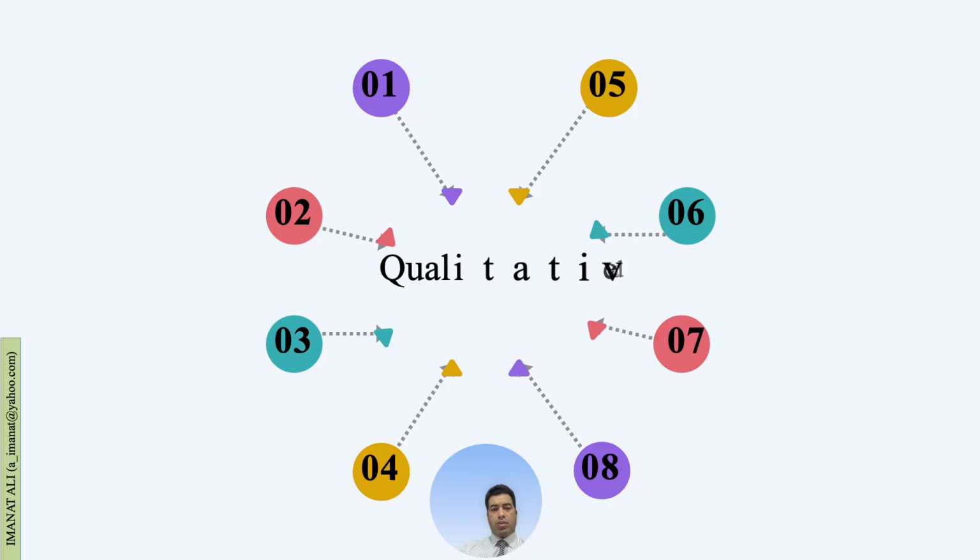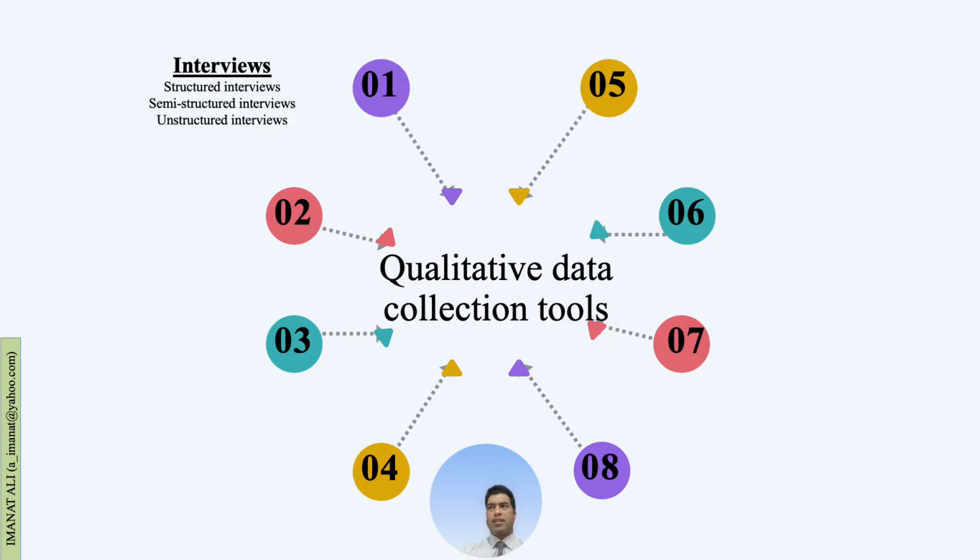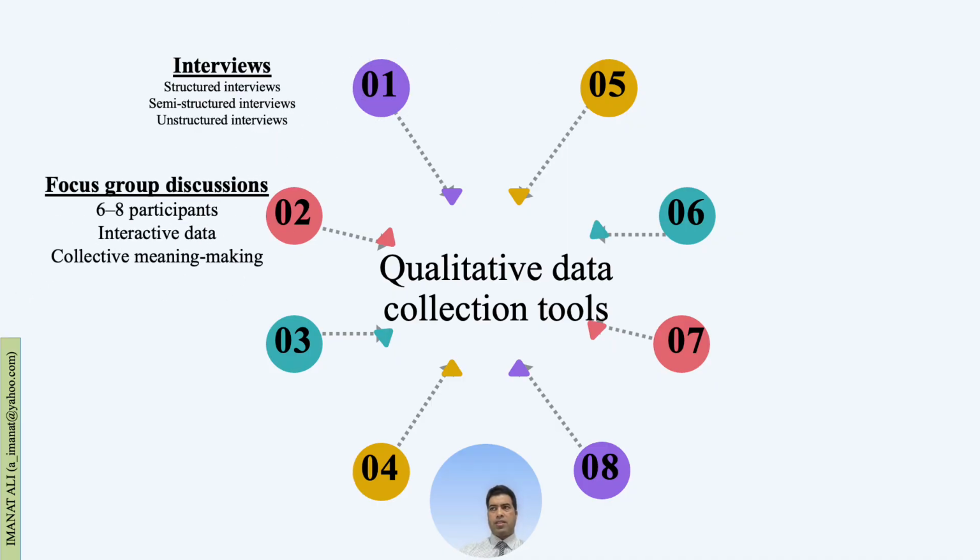Then we come to qualitative data collection tools. What tools can be used in qualitative data collection? First, interviews can be structured, semi-structured, or unstructured. Second, focus group interviews with 6 to 8 participants. This is interactive data collection, meaning making. Then observation of the participants, which can be participant, non-participant, structured, or unstructured.